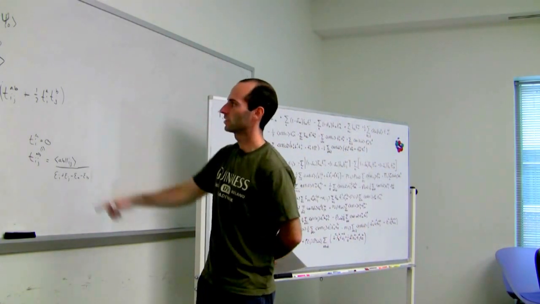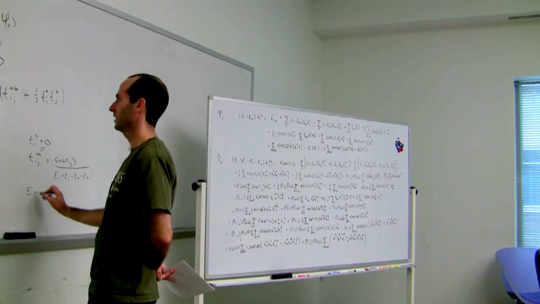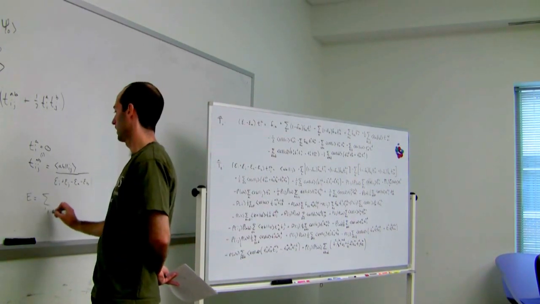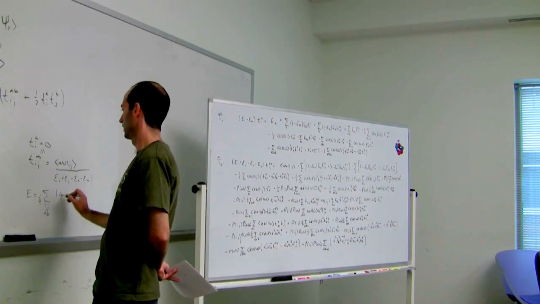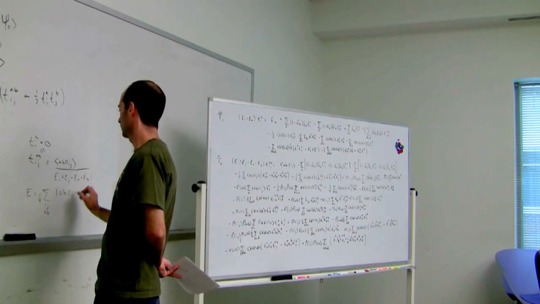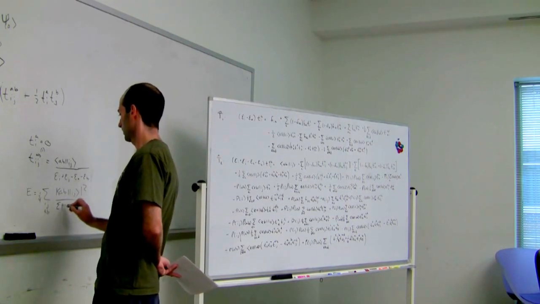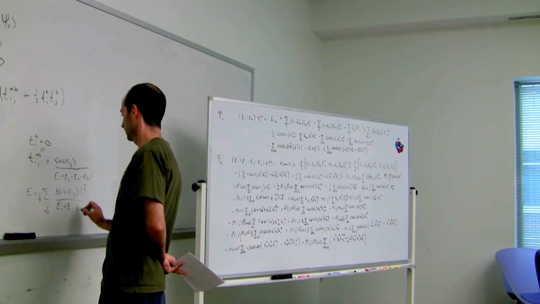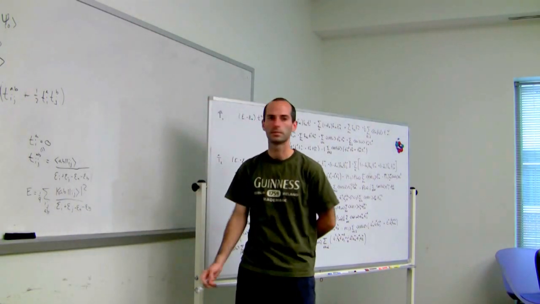So let's look at the energy just to really convince you that this is the same as MP2. We have E is the sum over ijab times the amplitudes. It's the same as the MP2 energy. How about that?